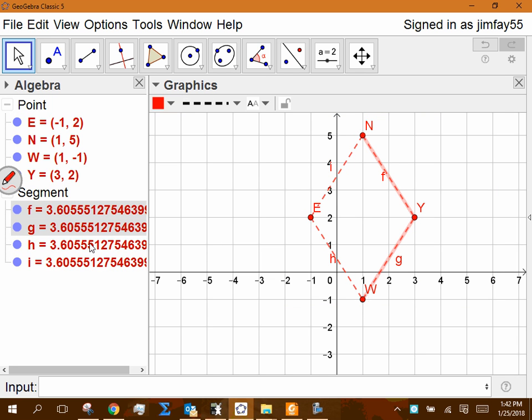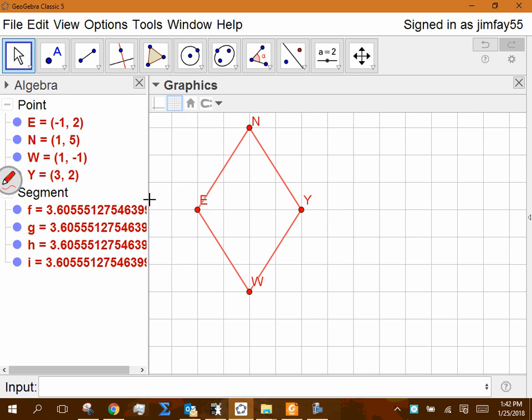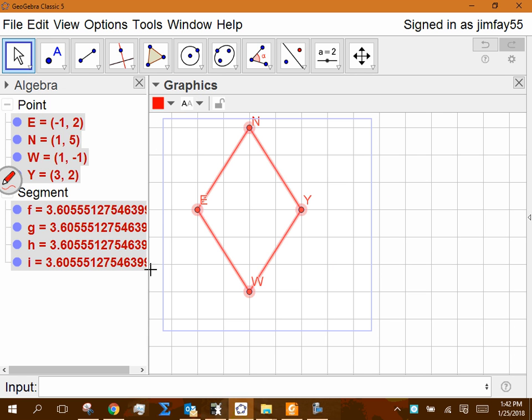Let's see here. All right, so we got that shape there, right? Yeah. Now the question is, can we go through and determine the slopes maybe?